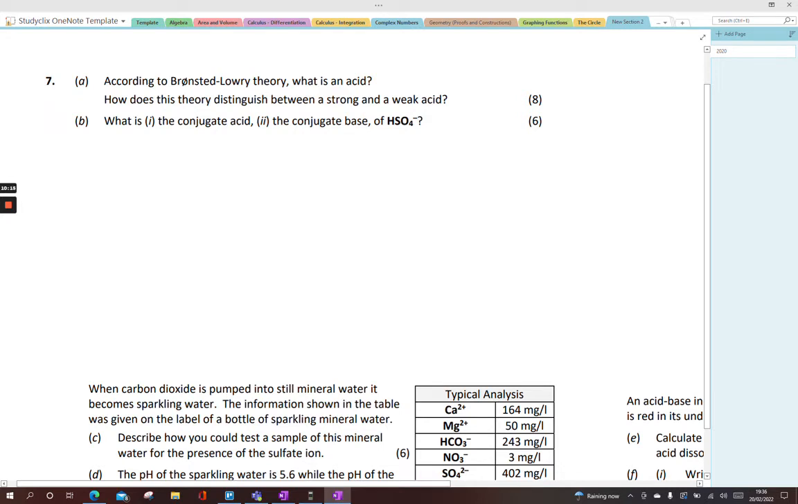How does this theory distinguish between a strong and a weak acid? So the same thing once again, except this time it's this theory. A strong acid is a good proton donor, whereas a weak acid is a poor proton donor.